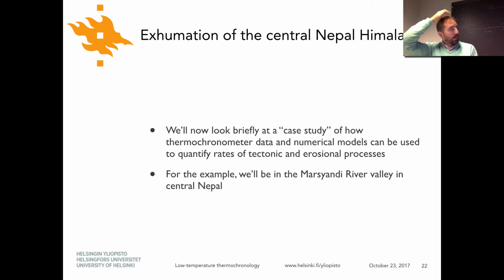So I don't want to miss out on the geological excursion. So we'll take a quick look now at some work I did a while ago, but in an interesting area, the Himalaya of central Nepal, where we can look a little bit at the thermochronometer ages and some modeling and how these different pieces fit together in one case study.